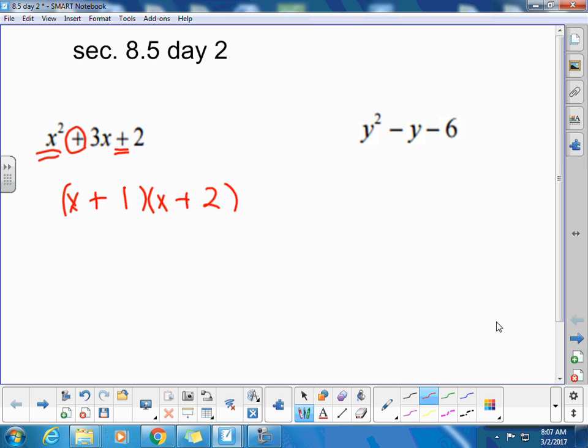And if we check our middle terms, we check these two. So this would be 2x, and here is another x. So altogether we have 3x, which is what we want for our middle term.